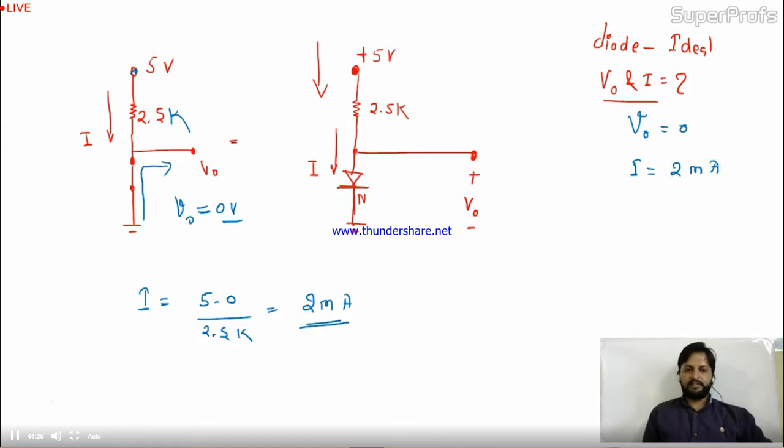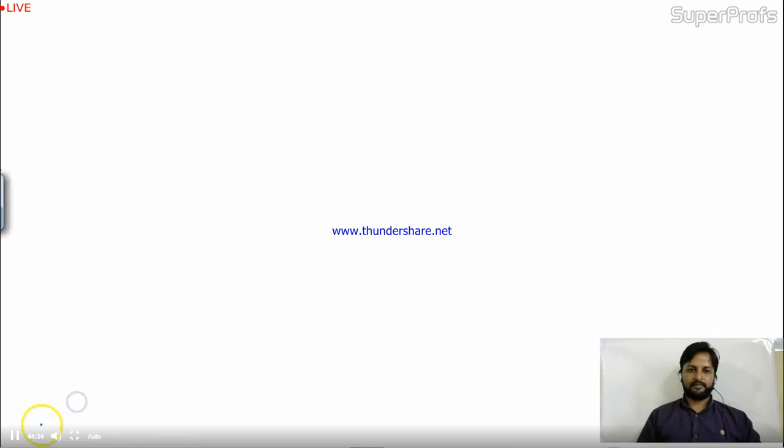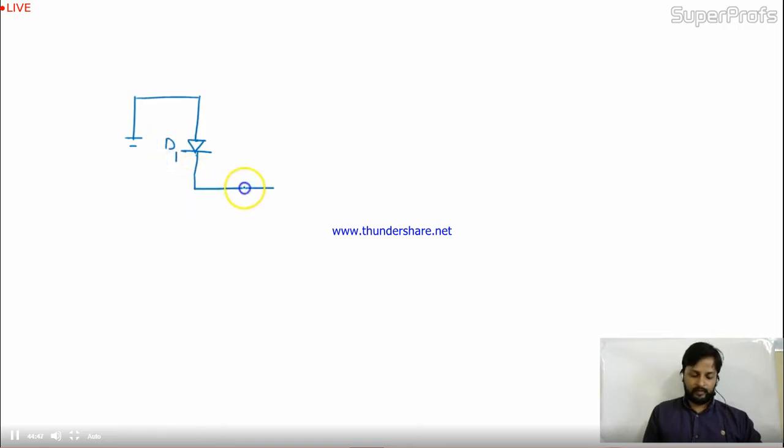Now come to the next question. This was a bit easy. Now I'll take a bit tedious one. Let me clear it first. In this question, the circuit is like this: you have D1 in this way, here you have D2, like this. They are connected. And here I have a 5 kilo ohm resistor and minus 10 volt.